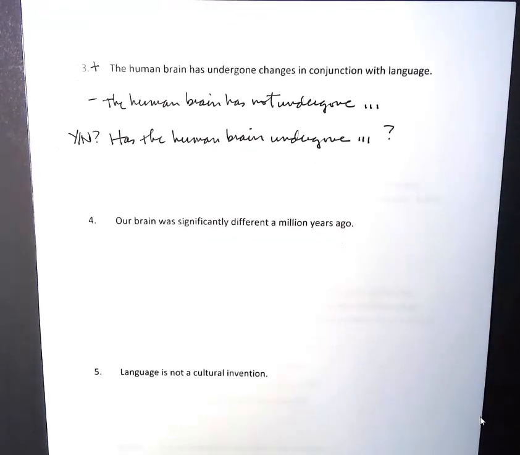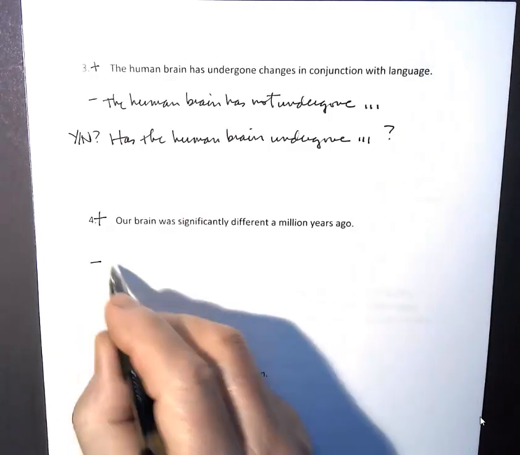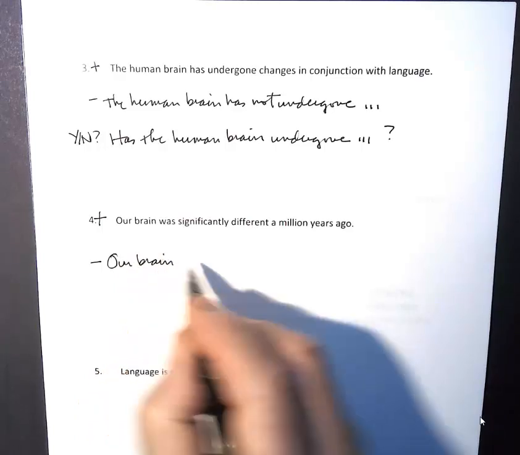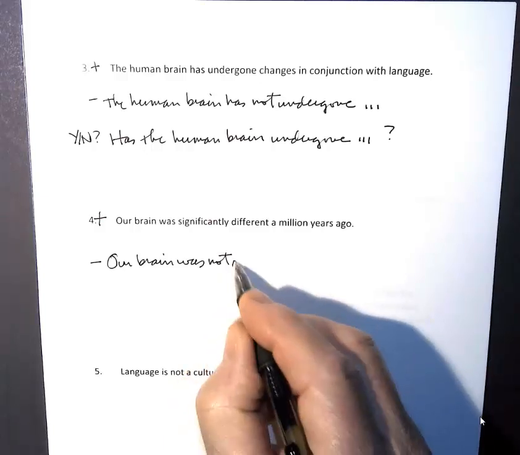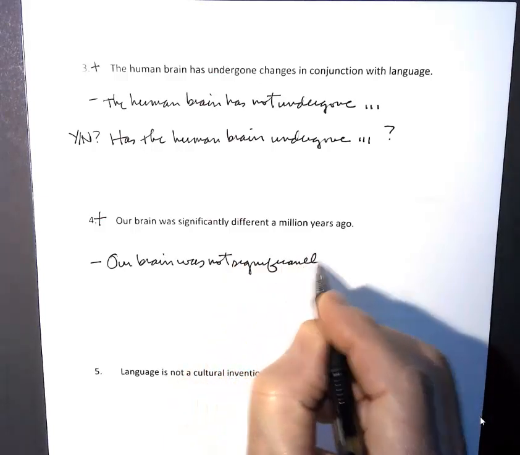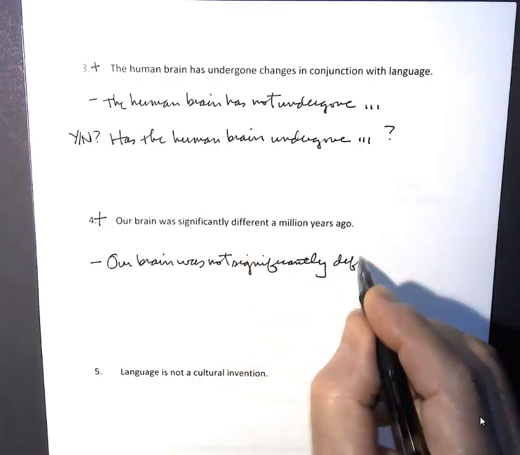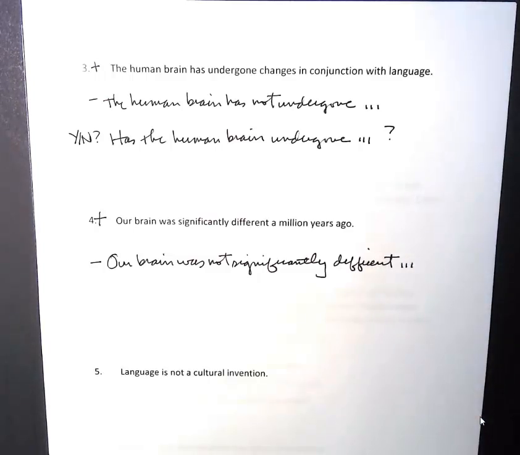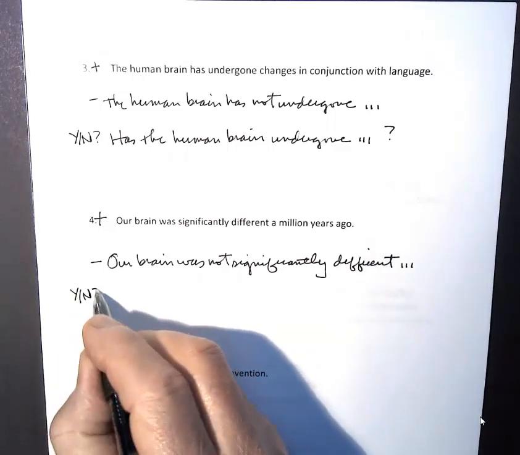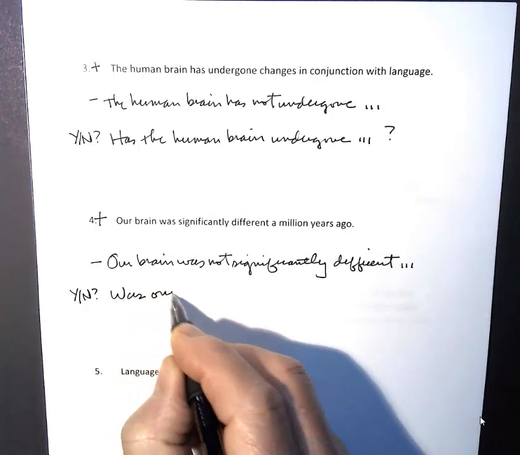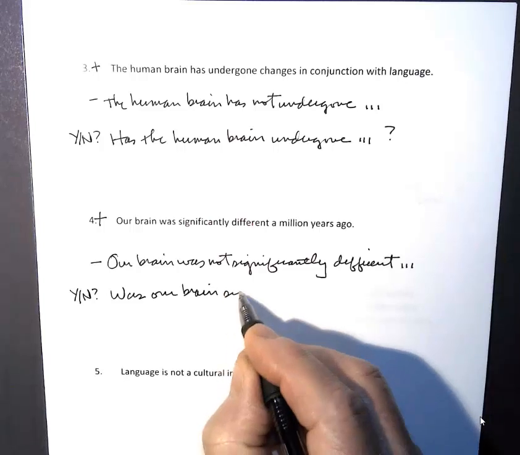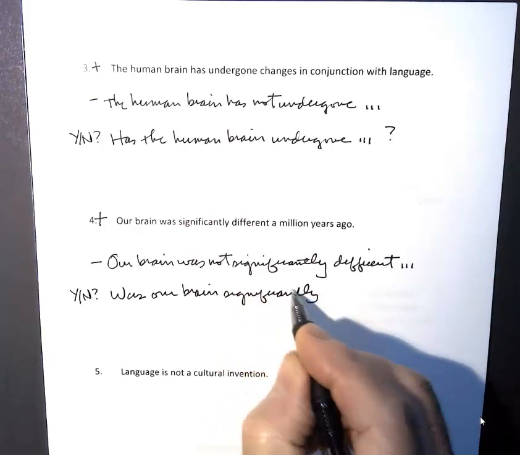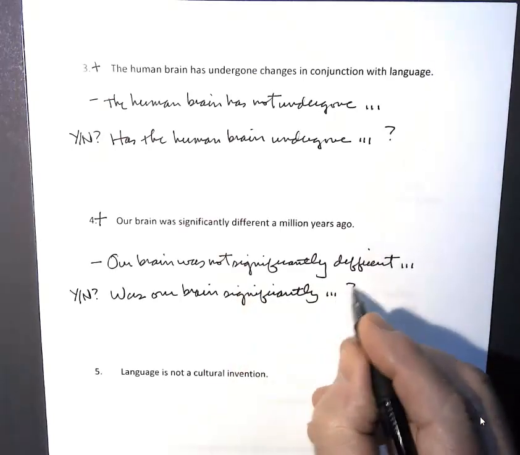Number 4. Our brain was significantly different 1,000,000 years ago. This is an affirmative sentence. It's telling us something true. Let's change it to negative. Our brain was not significantly different 1,000,000 years ago. We're going to get a lot of writing practice doing these exercises. And then let's change to a yes or no question. Was our brain significantly different a million years ago?